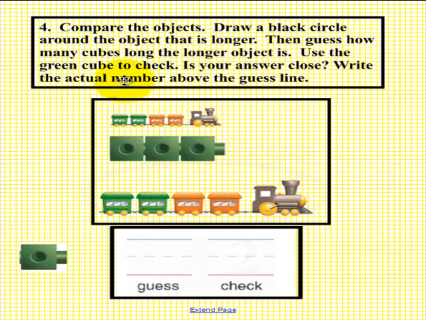Use the green cubes to check your answer. Is your answer close? Write the actual number above the guess line. You would write it right here. If you would please, pick up a black pen and circle the longer object. Then write your guess here. Please do that now.